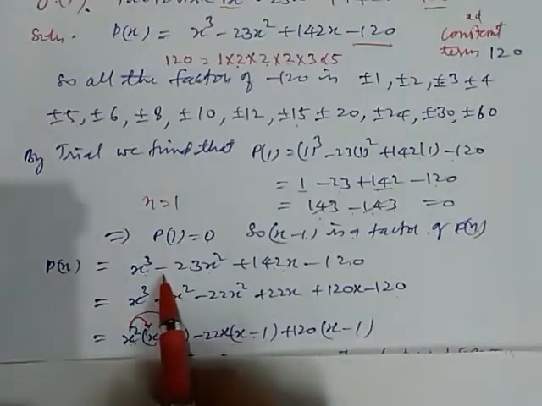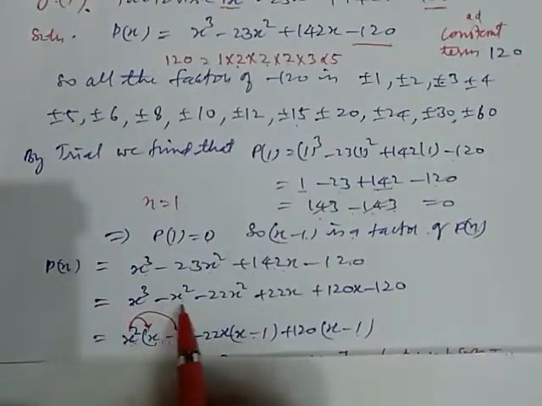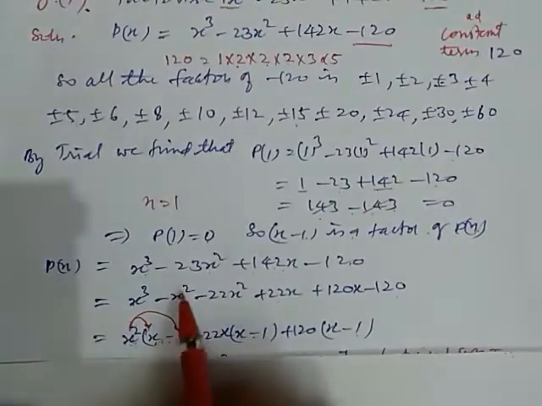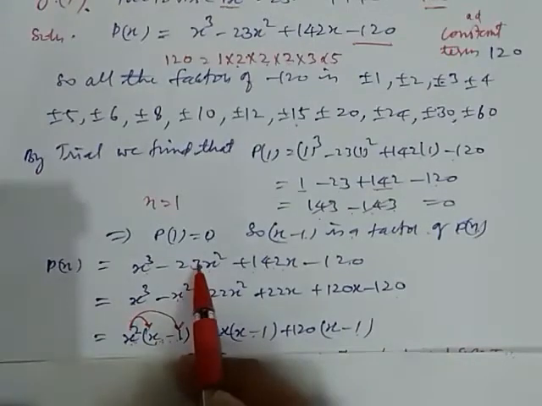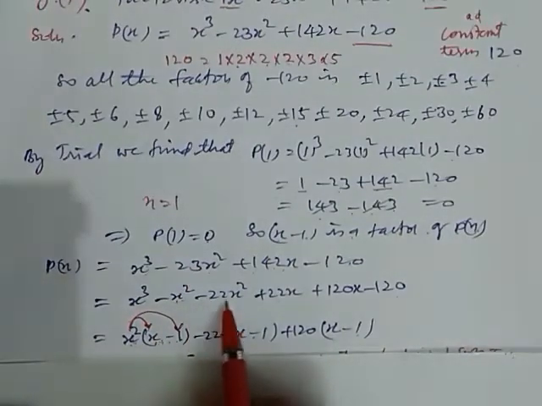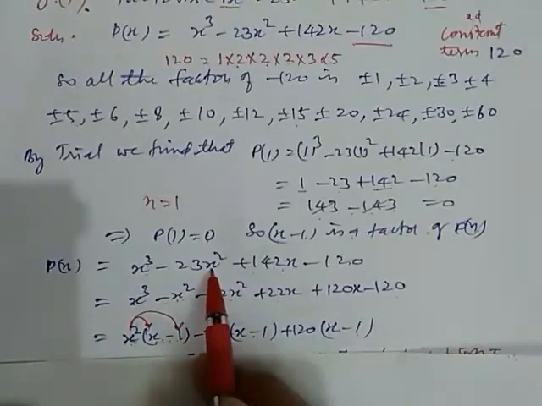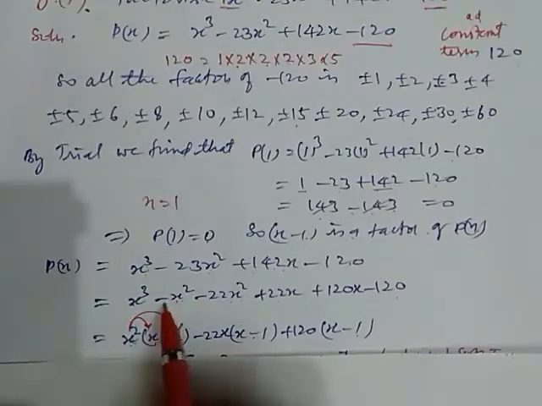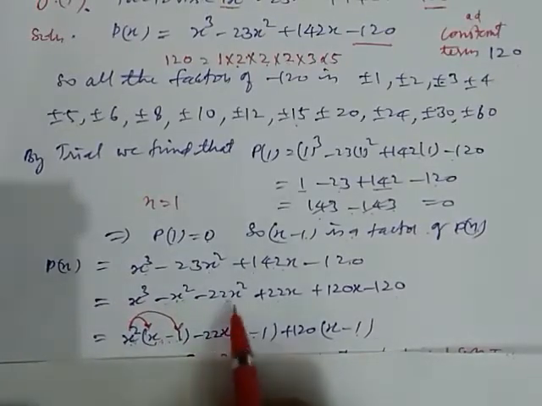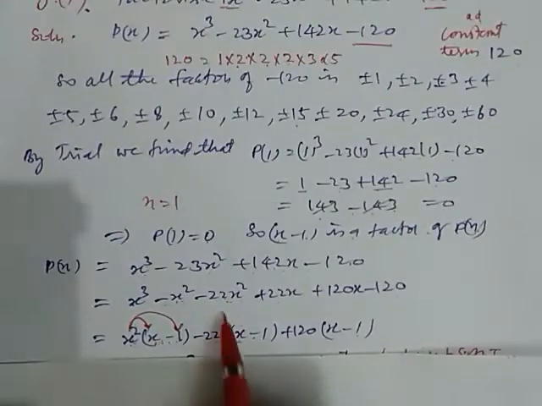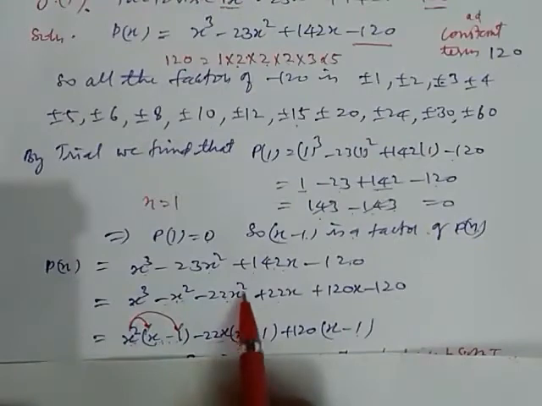So we split this term into these 2 terms. Minus x square from here, and by subtracting this into this, we get minus 22x square. So the addition of these 2 becomes minus 23x square. So now we get this term and also this term.